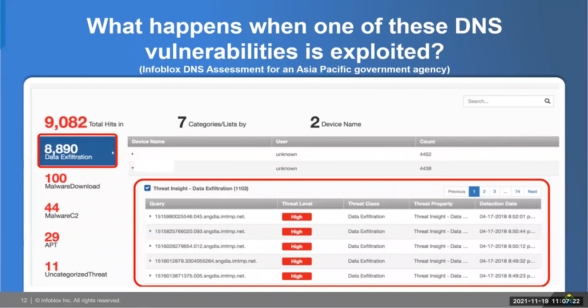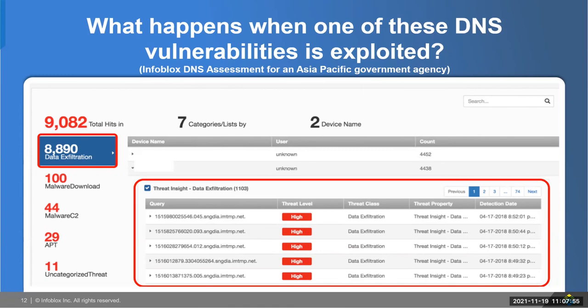So I just want to share a real-life example of what happened with these DNS vulnerabilities which are being exploited. So Infoblox did a DNS assessment, right? Assessment meaning that we come into an organization, by permission, we are asked to go through, set up the tools, and go through and scan all the DNS traffic that is going on to look for any signs of malicious activity, real or otherwise. So we did it for a prominent government agency in Asia Pacific.